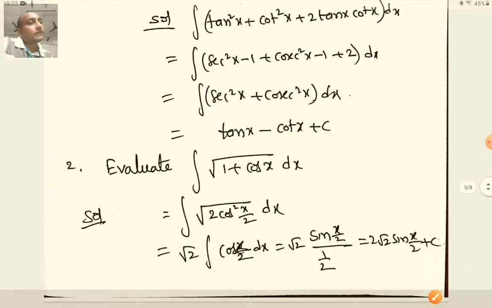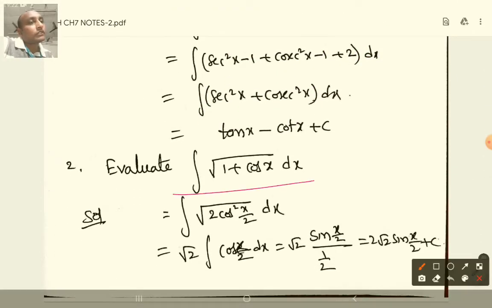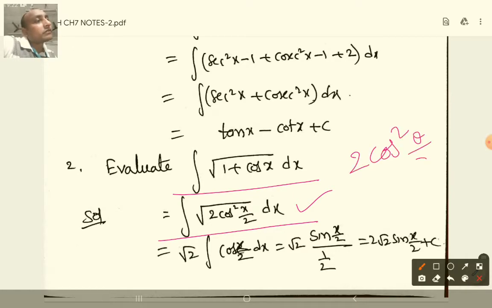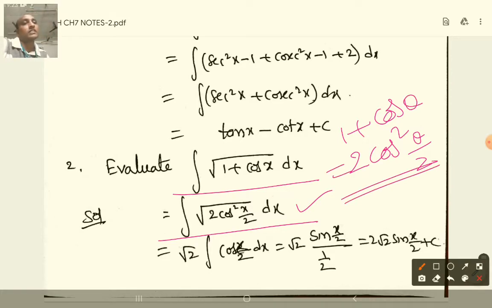Next, one more question. What is the integration of root over 1 plus cos x into dx? Root over 1 plus cos x into dx is root over 2 cos square x by 2 into dx, because the formula for 1 plus cos theta is 2 cos square theta by 2. Remember, this is a lifesaver. For simplification purposes, many times we use 1 plus cos theta is 2 cos square theta by 2, which is an 11th standard formula. So that formula is very important.